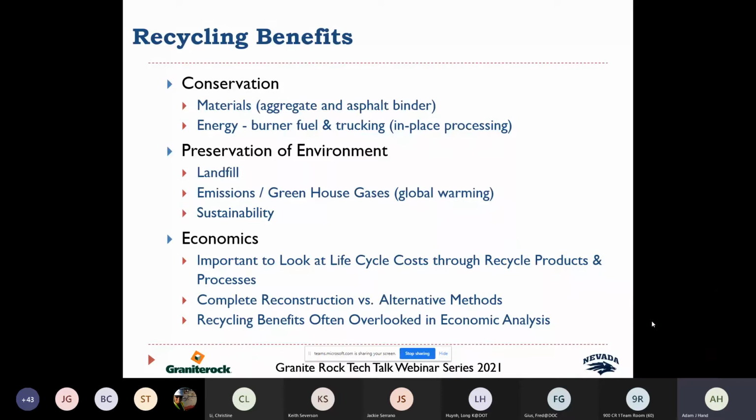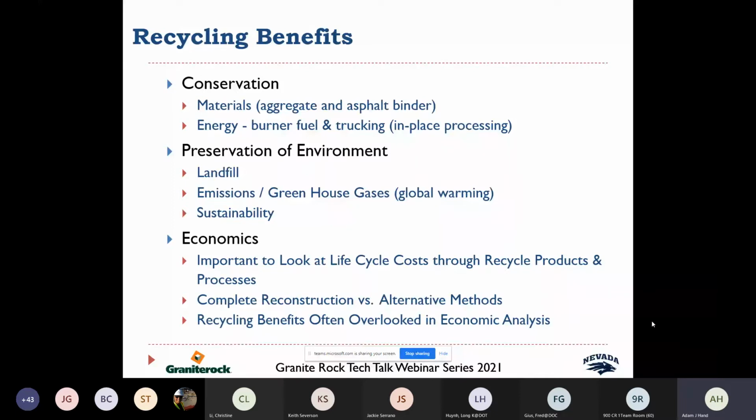And so if we want to be carbon neutral by 2050, pick a year, right? If the asphalt industry wants to be carbon neutral by 2050, we've got to reduce our greenhouse gas emissions. And again, recycling is a way we can contribute to that.